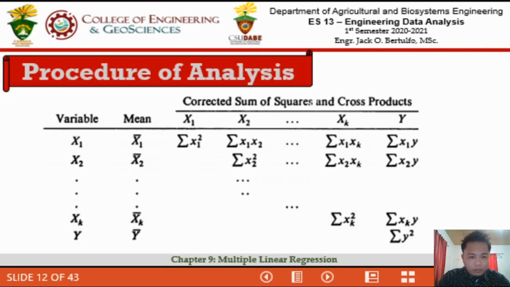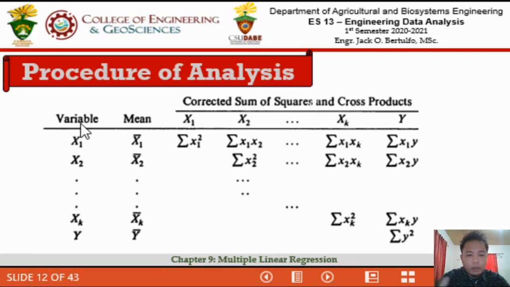Okay, so this is now the summary table of the values that you need to calculate in order to formulate the regression model. So from this table here, again, you need to calculate the mean.